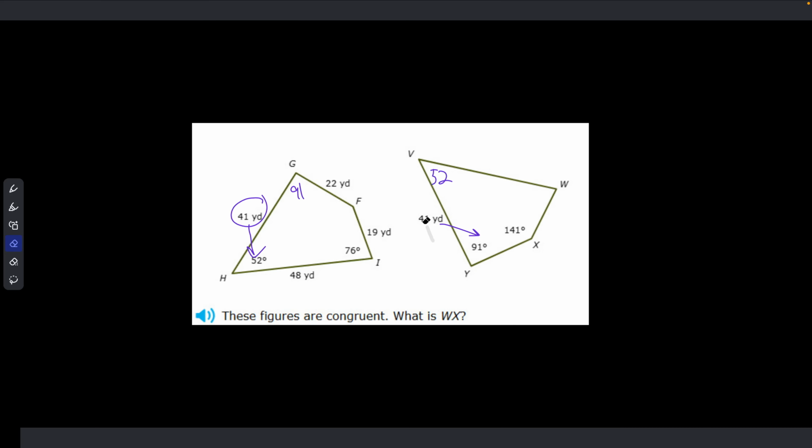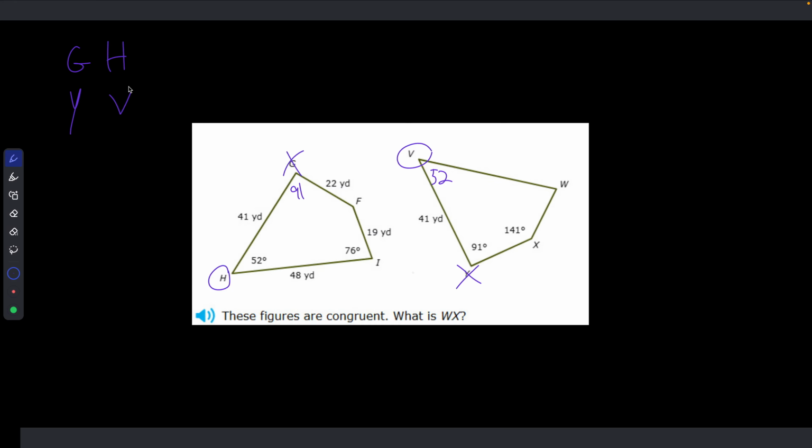And now we can start matching some stuff up, because I know that G matches with Y. So let's start writing this. G matches with Y. And I know that H matches with V. So H matches with V. And now we should just be able to go in order. So the next corner is I, and that should match with W. And last but not least, by process of elimination, F matches with X.